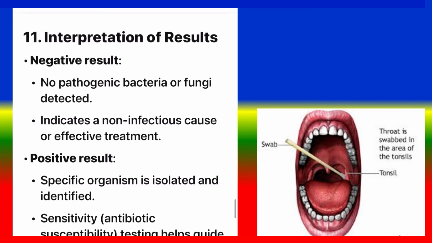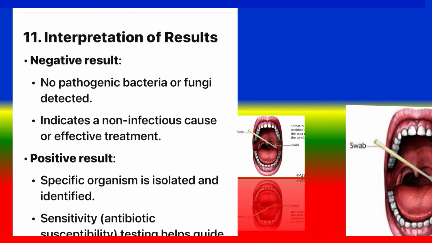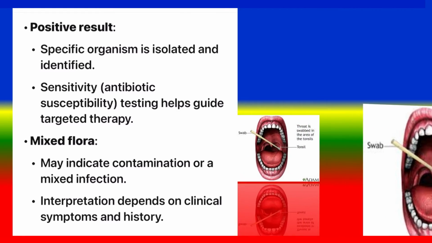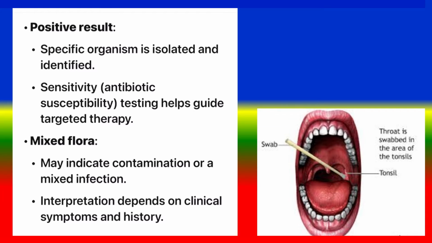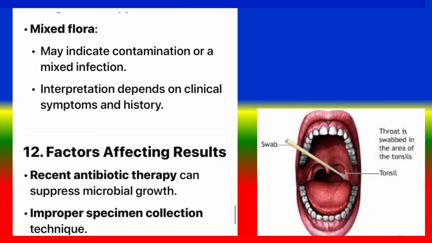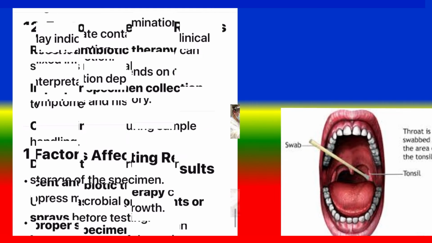11. Interpretation of results. Negative result: no pathogenic bacteria or fungi detected. Indicates a non-infectious cause or effective treatment. Positive result: specific organism is isolated and identified. Sensitivity, antibiotic susceptibility testing helps guide targeted therapy. Mixed flora may indicate contamination or a mixed infection. Interpretation depends on clinical symptoms and history.